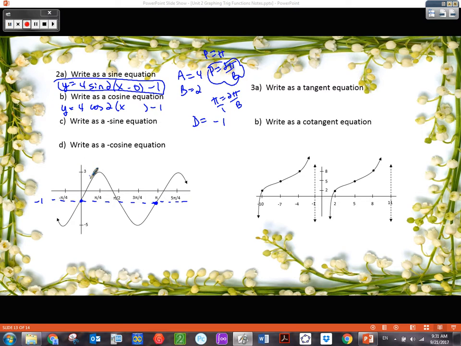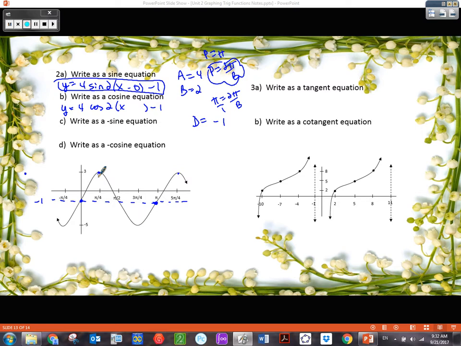So let's look at this. We want cosine. We know cosine starts at the top. I could use this one, or I could use this one, or I could use the one way over here, or an infinite number. Which one am I going to choose? I'm going to choose the one that is closest to the y-axis, right? This phase shift is closer to the y-axis than this one.